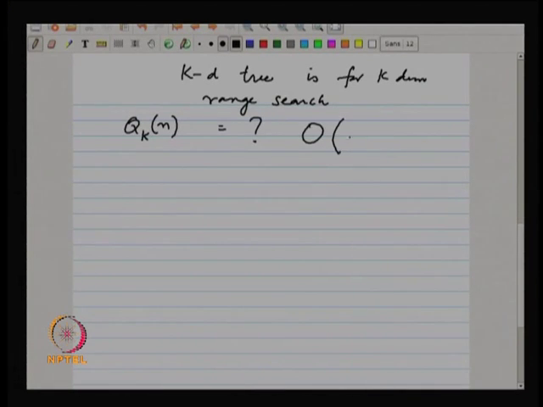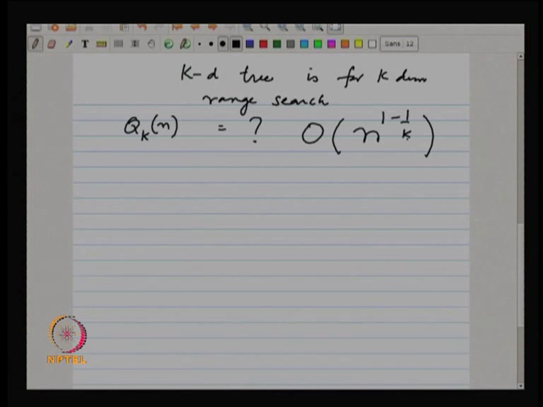Well, an exercise for you again. Oh sorry, k, not d. So, you may want to just test your understanding by writing the recurrence and solving it. But if you observe this bound, as k gets bigger, this becomes closer and closer to n. Okay. How much is the space?